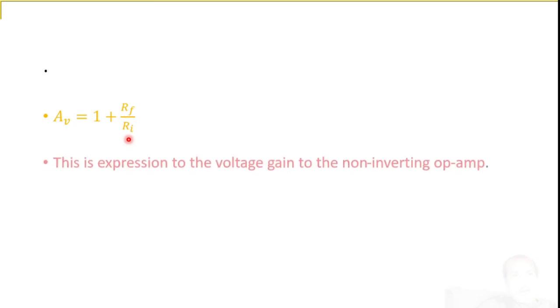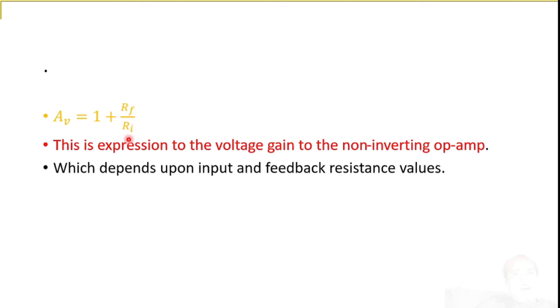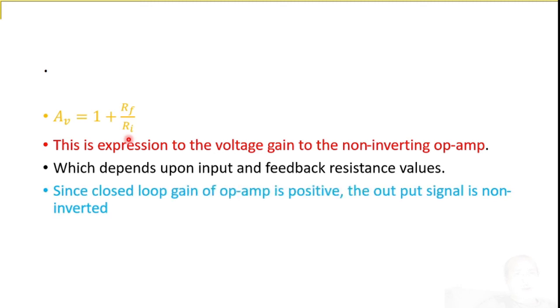So voltage gain AV equals 1 plus Rf divided by R1. The voltage gain in the case of a non-inverting operational amplifier depends upon the feedback resistance value and the input resistance value. This is the expression for the voltage gain of the non-inverting op-amp.